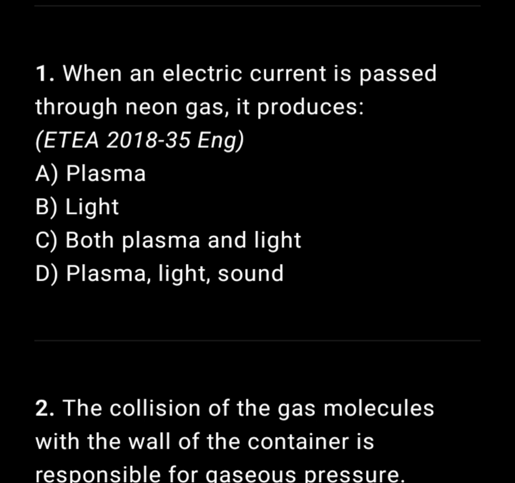Chapter 4. Gases. 1. When an electric current is passed through neon gas, it produces ETEA 2018-35 Eng. A. Plasma. B. Light. C. Both plasma and light. D. Plasma, light, sound.